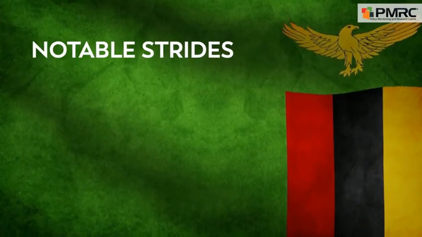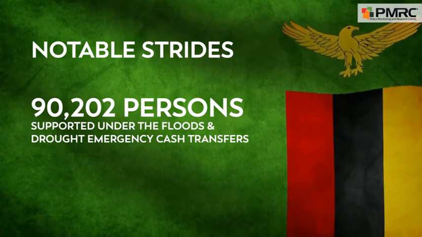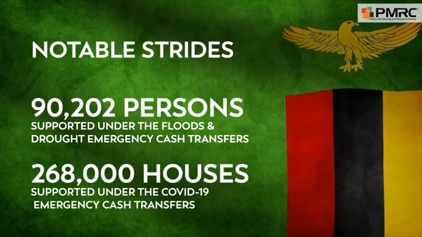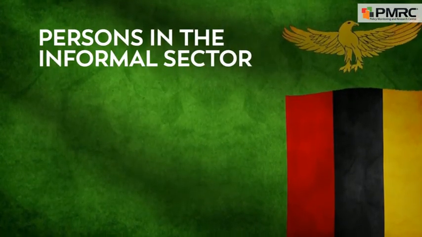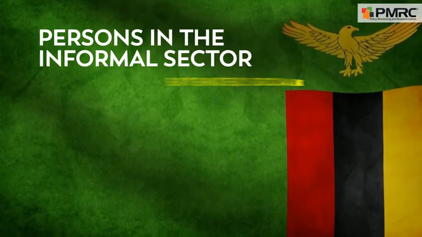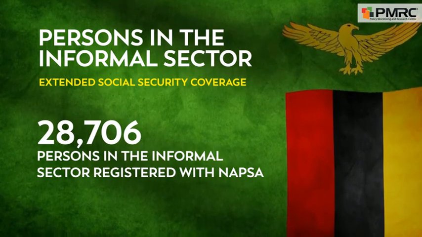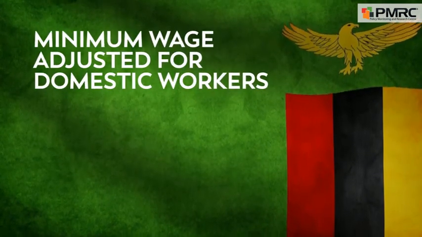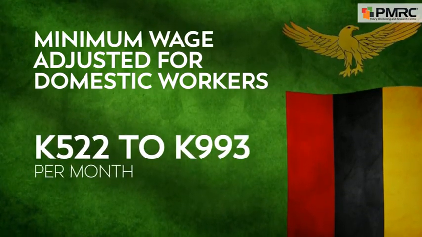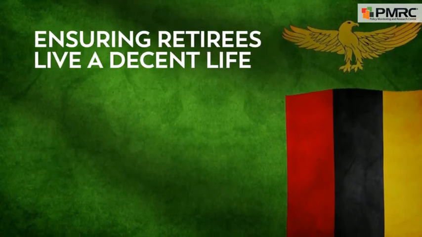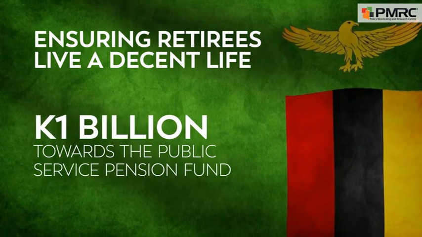Other notable strides made by government include 90,202 persons supported under the floods and drought emergency cash transfers, and 258,000 households supported under the COVID-19 emergency cash transfers. In order to safeguard the lives of persons in the informal sector, government has extended social security coverage, where 28,706 persons in the informal sector have been registered with NAPSA. Government has also adjusted the minimum wage for domestic workers upwards from 522 kwacha to 993 kwacha. Lastly, in order to ensure that retirees live a decent life after work, government has allocated 1 billion towards the Public Service Pension Fund.